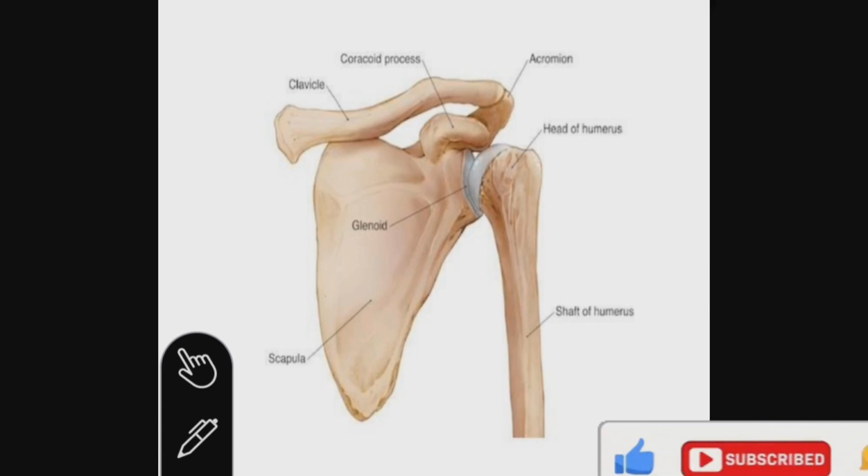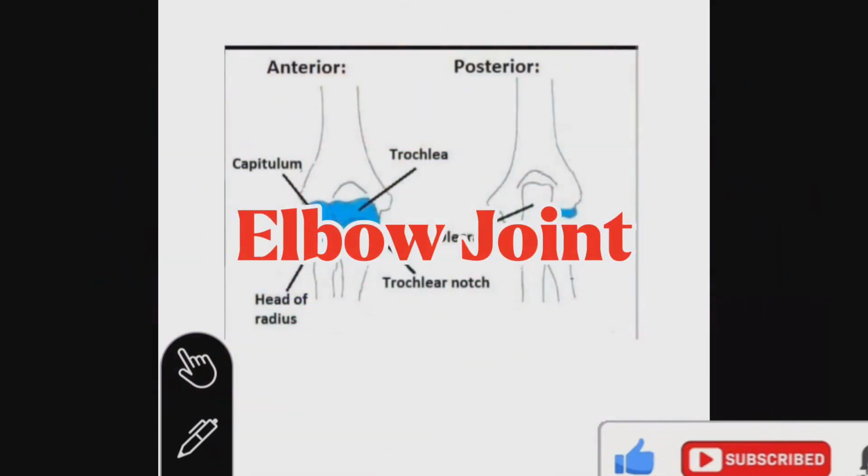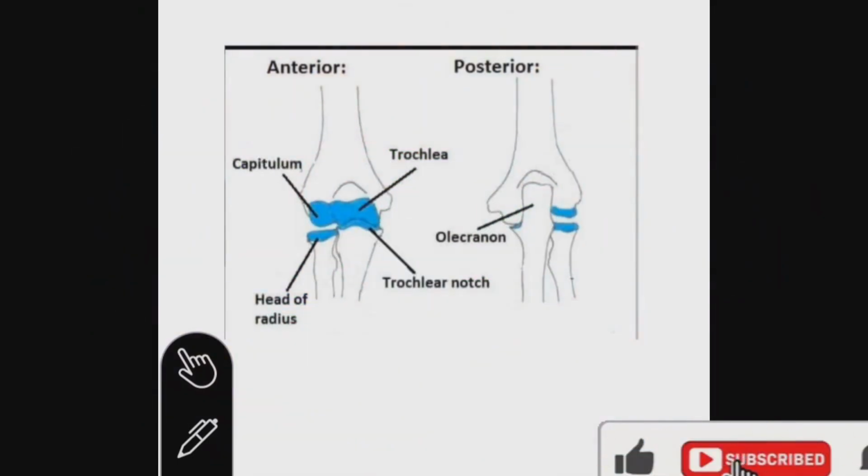Moving on, we'll go to the elbow joint. The elbow joint is also a synovial joint, but it's a hinge type of synovial joint. The articulating surfaces include the capitulum of the humerus, the head of the radius, then the trochlea of the humerus, and the trochlear notch of the ulna. You can see it anteriorly, and this is the posterior view. The ligaments surrounding this joint are the capsular ligament, the ulnar collateral ligament, and the radial collateral ligament.